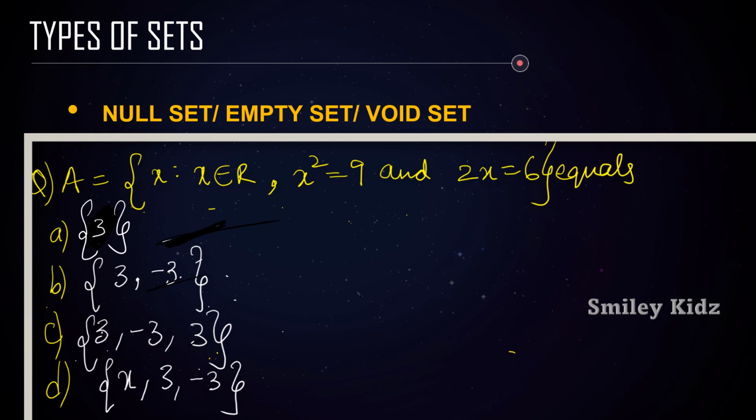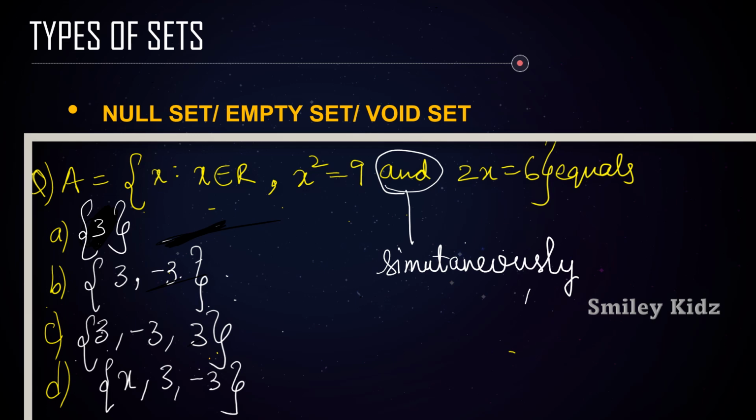Here A is equal to x such that x is a real number, x square is equal to 9 and 2x is equal to 6. Now here, assume in mathematical language from now on, consider "and" as simultaneously. Make sure you pause the video and find out the answer first. Alright, now let me tell you what to do over here.